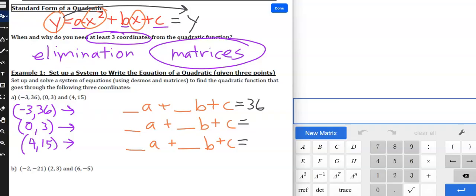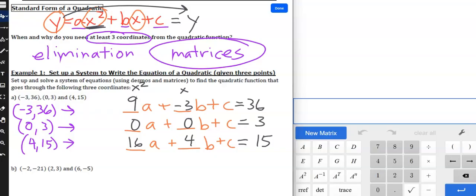If I plug in a -3, remember, you're squaring the first one, so that would be 9, right? Because the x gets squared on the first part. The x does not get squared on the second part, so that's just going to be -3. When I go to the next one, 0 squared is still 0, 0 is still 0, equals 3. Last one, 4 gets squared, and that's going to be 16. 4 does not get squared, and then 15.